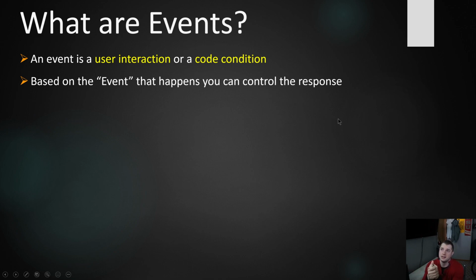An event is a user interaction or a state or a code condition, if you will. Based on that event, what we're trying to say here is that a button click by itself means nothing. A button click, a click event, plus knowing what that button is, you can extrapolate what the user is trying to accomplish based on what you displayed to the user itself, based on the structure of the HTML and the CSS.